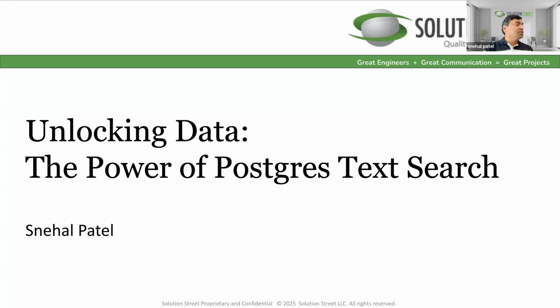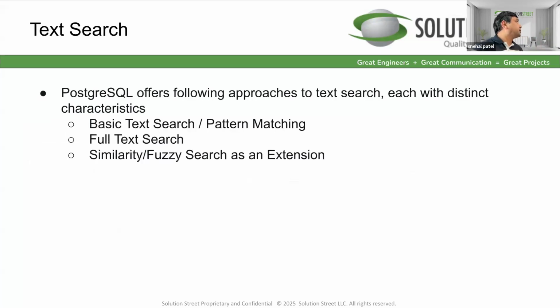Today's tech topic is unlocking data, the power of Postgres text search. Postgres is a very popular open source relational database. Apart from offering robust transactional capabilities and a relational model, it also offers very powerful text search capabilities. In today's presentation, I'm going to cover three different types of text search based on their characteristics.